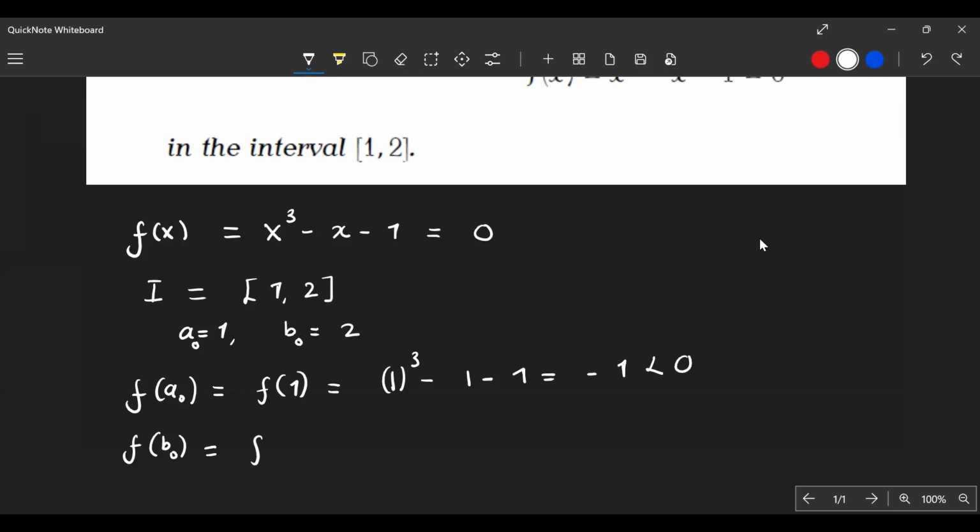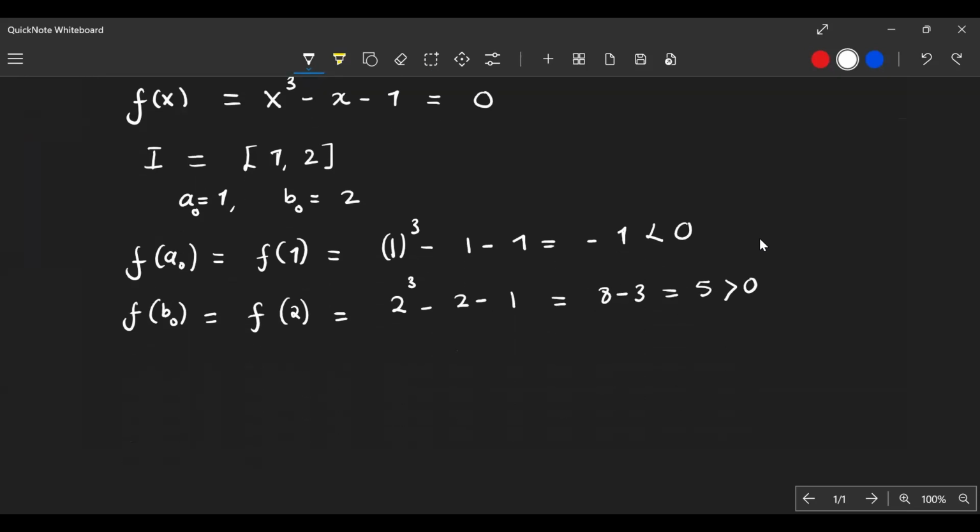This is equal to f of 2. So this is 2 to the power 3 minus 2 minus 1, and this is equal to 8 minus 3, which is equal to 5. And 5 is greater than 0. So you notice that since there is a change of sign, you can conclude that there is actually a root in the given interval. There is a root in the given interval due to the change of sign.